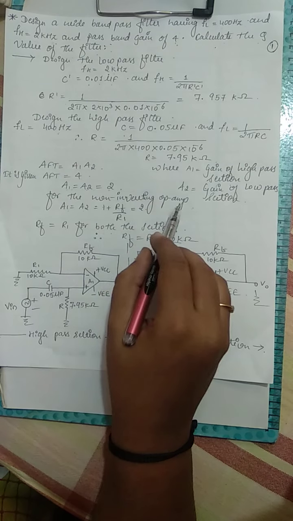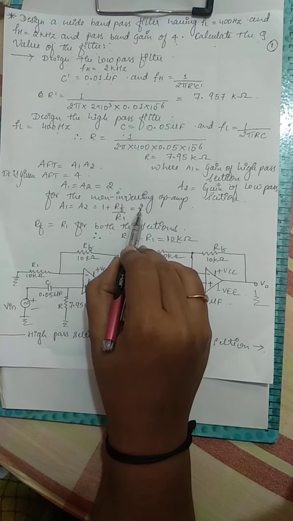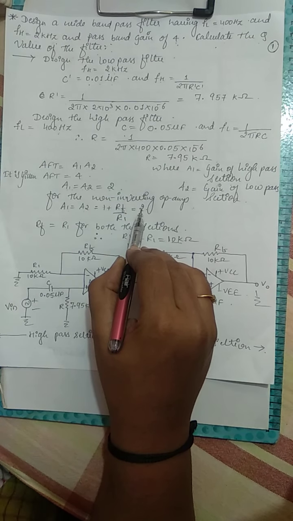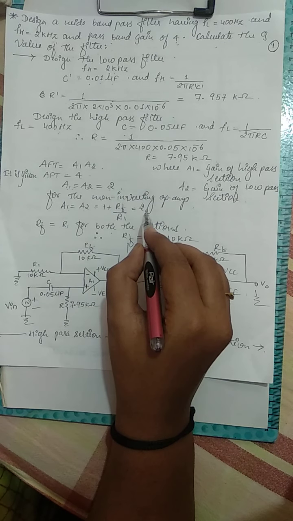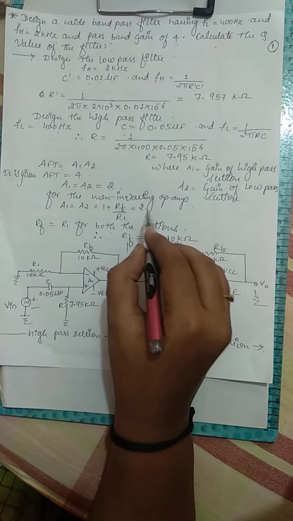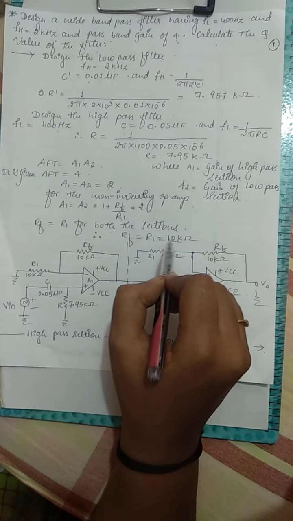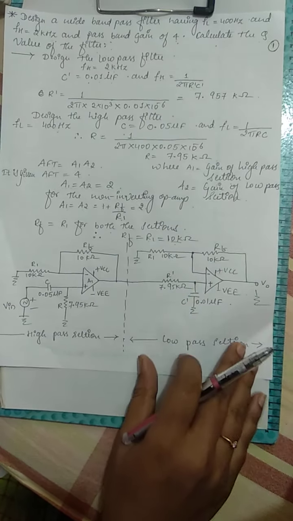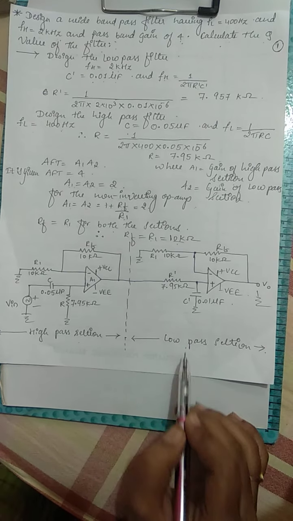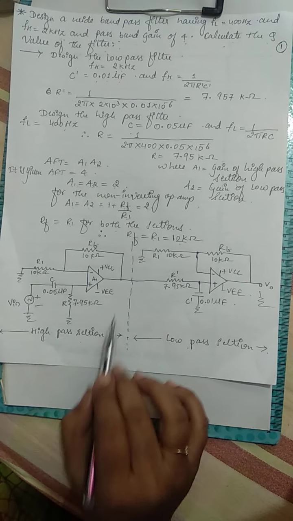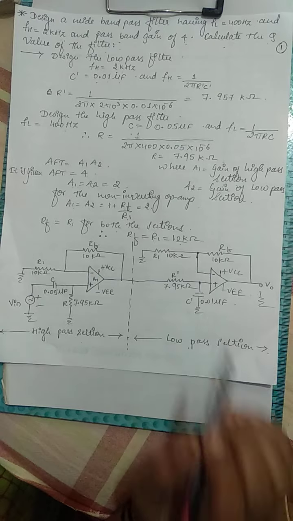For the non-inverting op-amp, A1 equals A2 equals 1 plus RF by R1, which equals 2. So AF equals 1 plus RF by R1, which equals 2. We get the RF by R1 value as 1. So choose RF equal to R1, that is 10 kilo ohm, for both sections. So this is the high pass section. This is the low pass section. Based on the low pass section, we have constructed the high pass section by changing the position of resistance and capacitance.